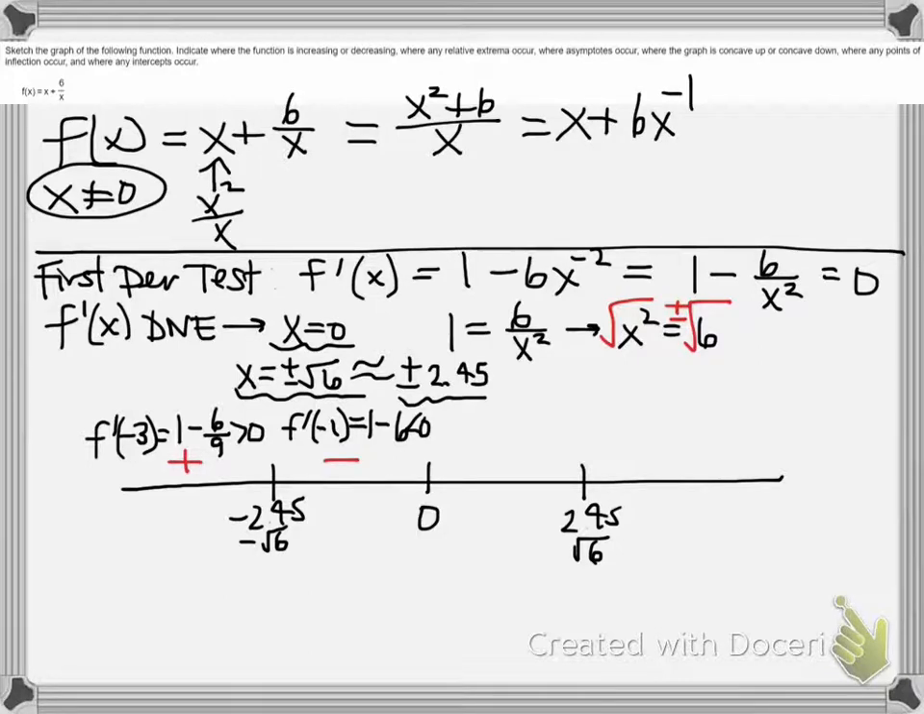If you go through and do the same for these other two, if I do f prime of +1, you get 1 minus 6 again. That's still going to be less than 0. Negative. And finally over here, if we do f prime of +3, for example, we'll get the same result we got on the far left. We'll have 1 minus 6 over 9, which is going to be positive.